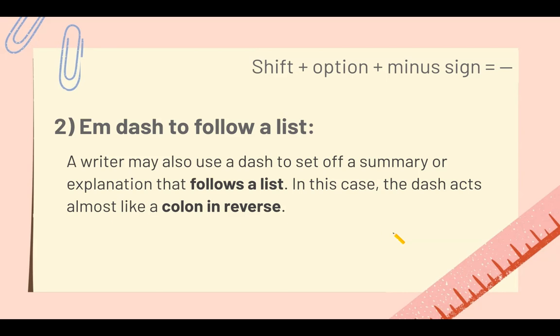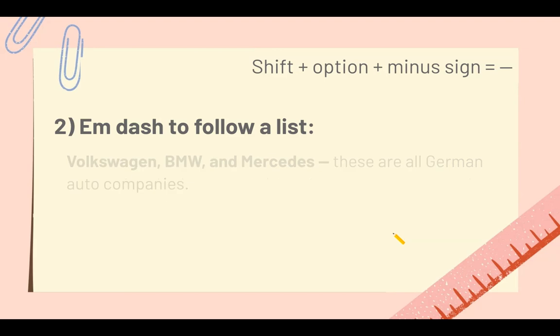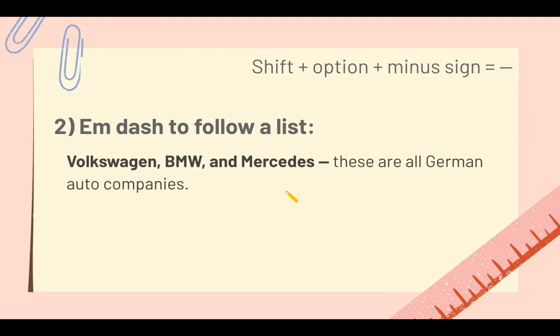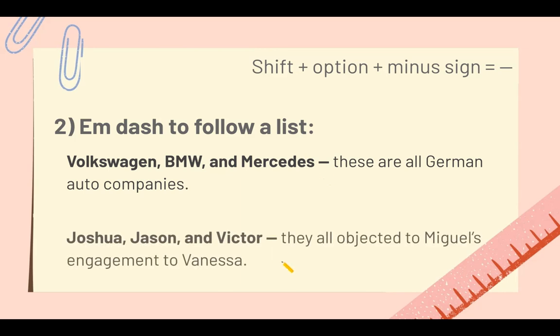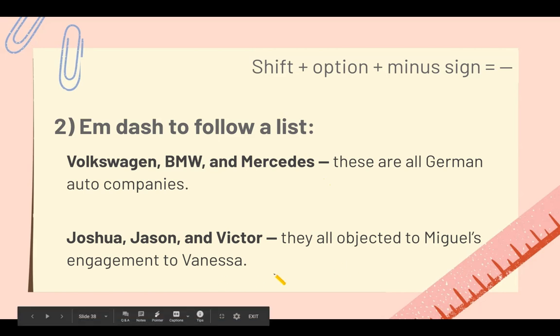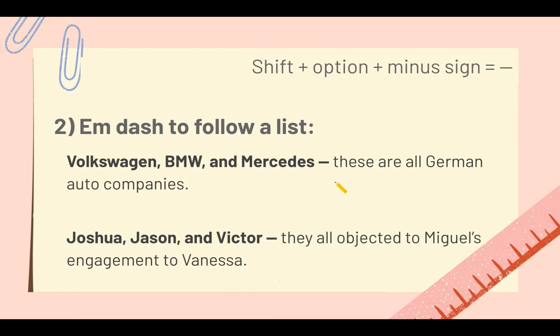Here's a couple of examples. Volkswagen, BMW, and Mercedes — these are all German auto companies. So I have my list and the dash is after the list. Joshua, Jason, and Victor — they all objected to Miguel's engagement to Vanessa. Do you see that in this case, it's following the list? Okay, I hope that makes sense.